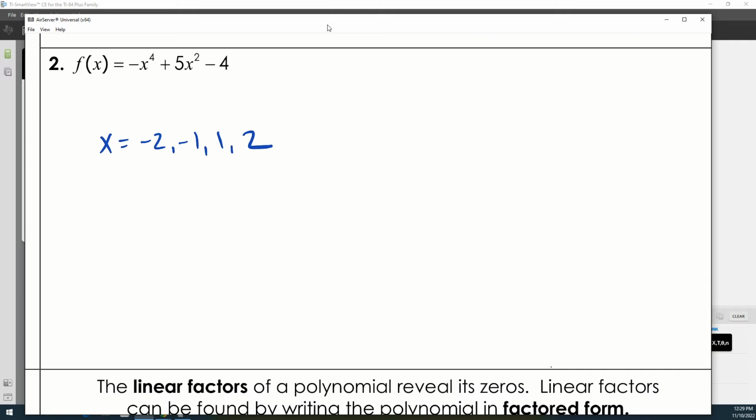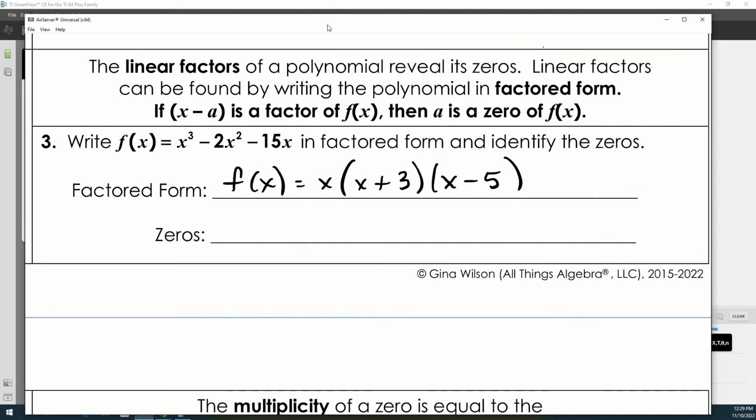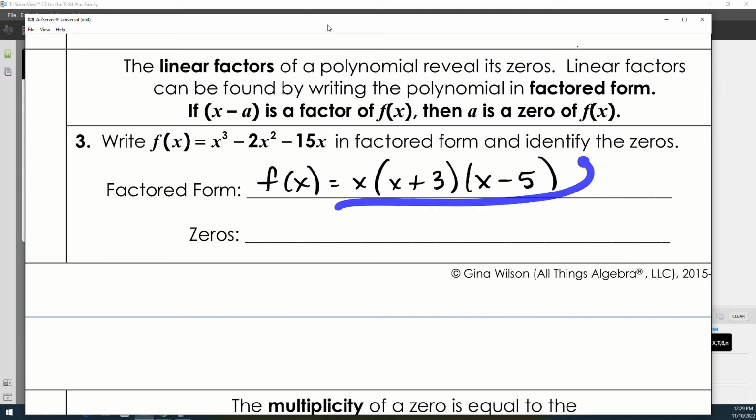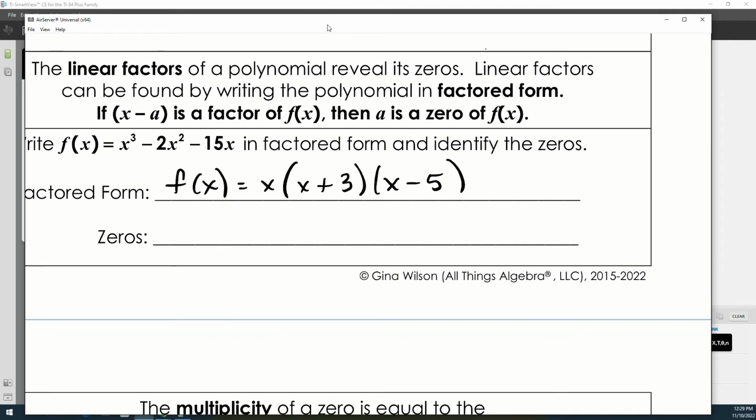Okay, so another thing that we need to be able to do is look at a function in factored form and tell the zeros. Now, on our test that we're going to have next week, part of it is going to be with a calculator and part of it is going to be without a calculator. So one thing I would want you to do without a calculator is look at these and tell me the zeros. And so what you do is figure out for each factor what makes it equal to 0.